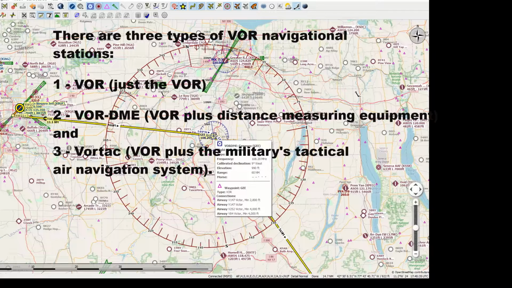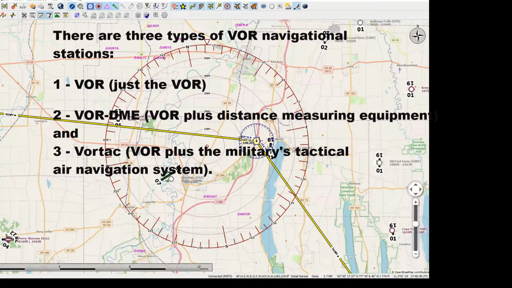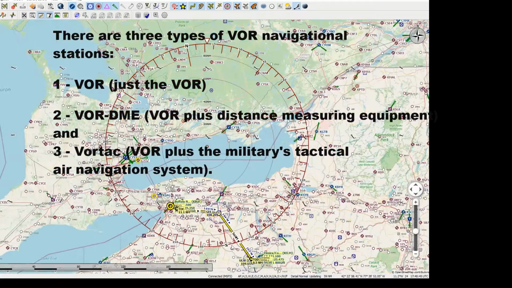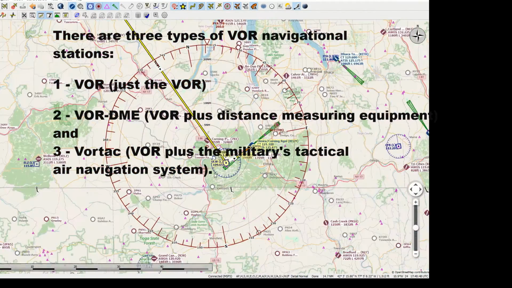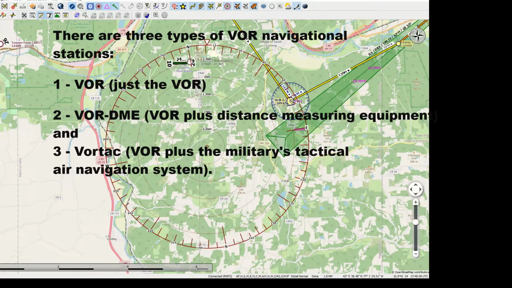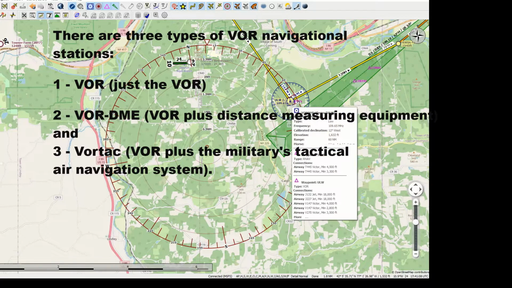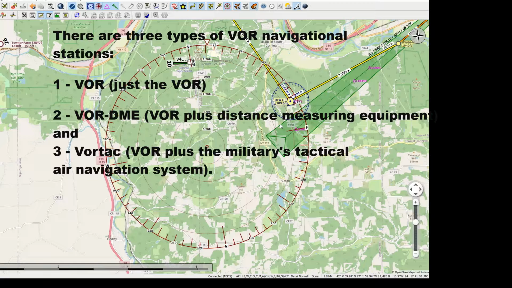So there are three types of VOR navigation stations. Just a basic VOR, VOR-DME, which is for distance measuring, and the King Air does have the capability to pick up that DME. So we're going to be getting that information during the flight. FORTAC is for military. You can use those VORs, but they have their own separate channels that you can't access. So the symbols are slightly different for the three different types of VORs.